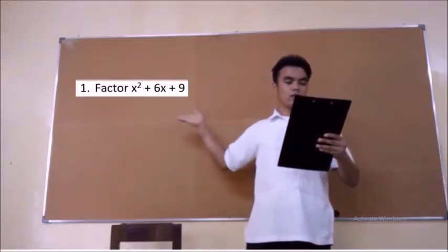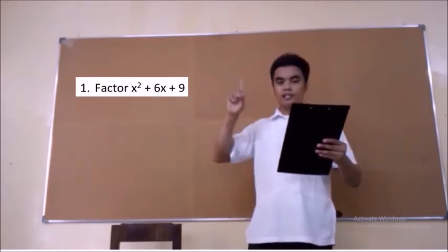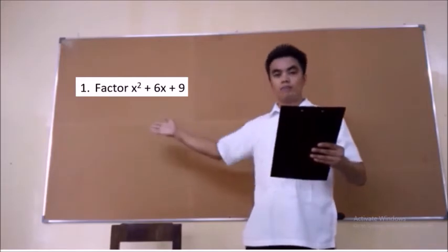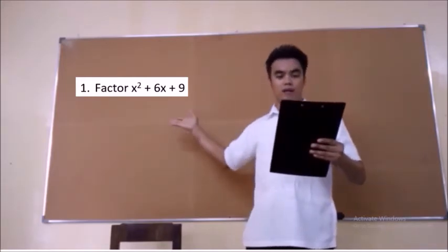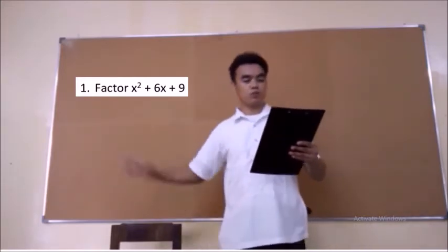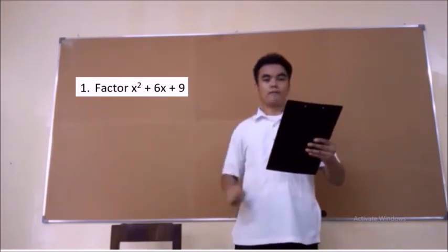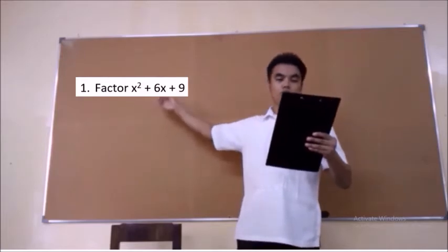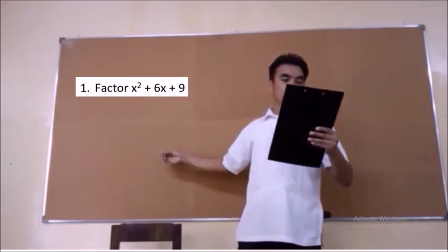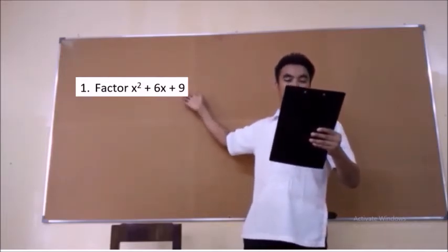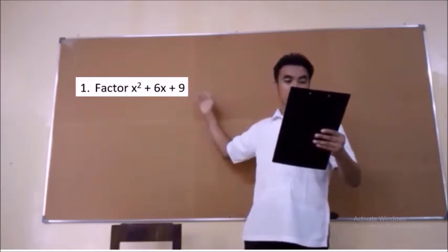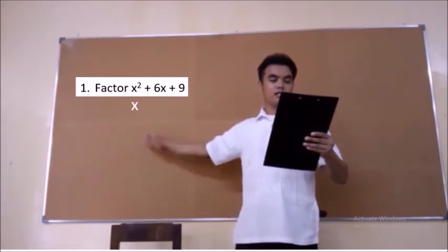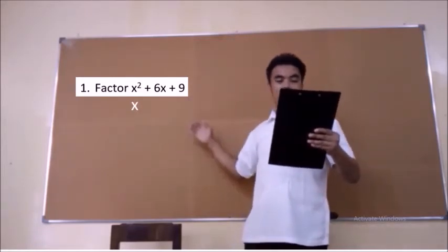Factor 6x squared plus 6x plus 9. First thing that we have to know kung trinomial, we should know if this is a perfect square trinomial. Paano natin malalaman na ito ay perfect square trinomial? Una, you need to find the square root of the first term, yung x squared. Second is you need to find the square root of the last term, which is 9. Ang square root ng first term is x. Ang square root ng last term is 3.